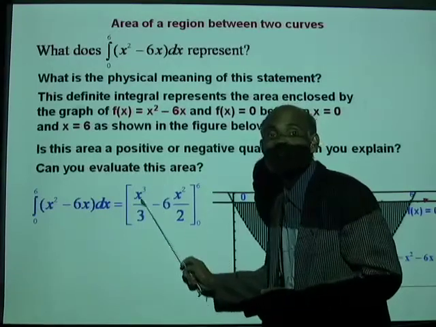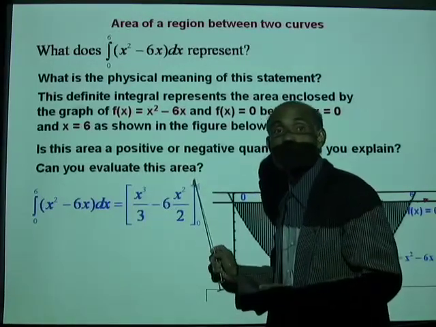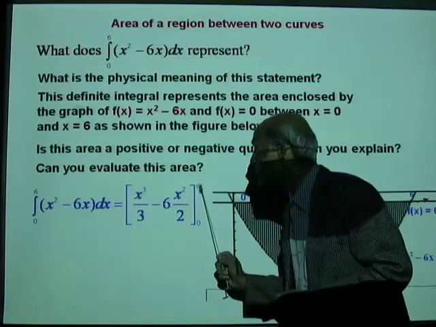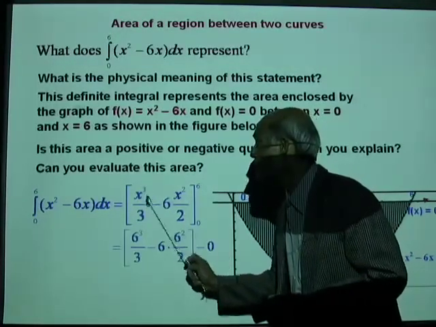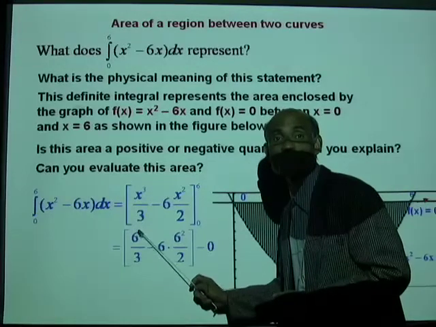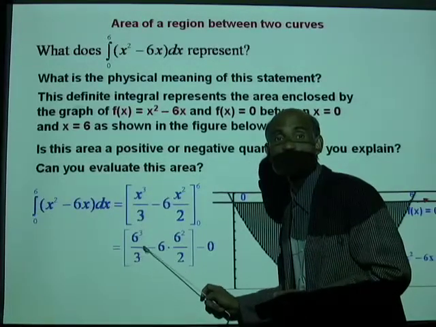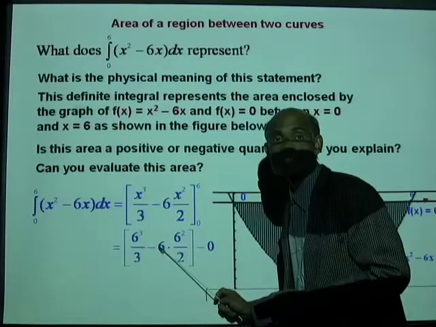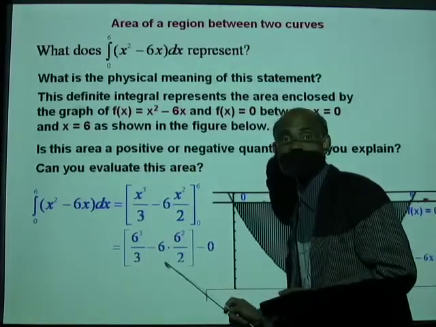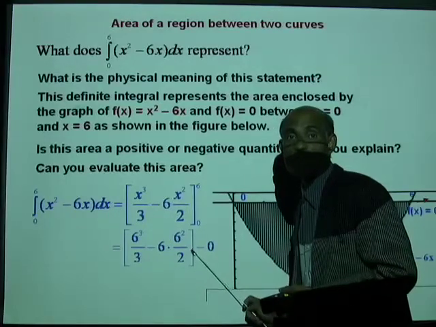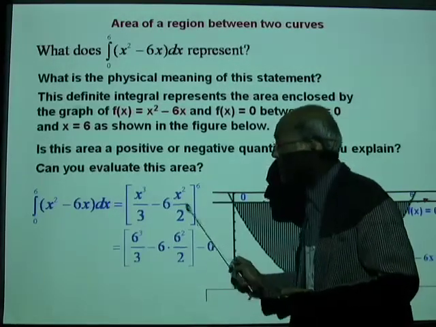Now, how do we find the value of this? First, replace x by the upper limit. So, we have x cubed is replaced by 6 cubed. So, that will be 6 cubed over 3 minus 6 times 6 squared over 2. So we have now used the upper limit. Now minus, now use the lower limit.